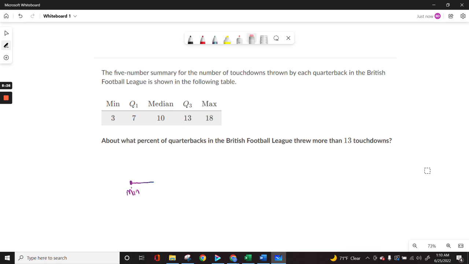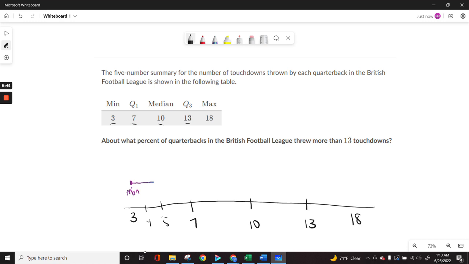Let me go ahead and make this a different color. So I'm going to draw a number line here. It goes from 3 to 18. And I'm going to mark some key points here. So I've written all 5 of the numbers on a number line, and I could mark these 4, 5, 6, 8, 9, and I could keep going. I don't really need to, because the major things that I care about are the 5 numbers given to me.